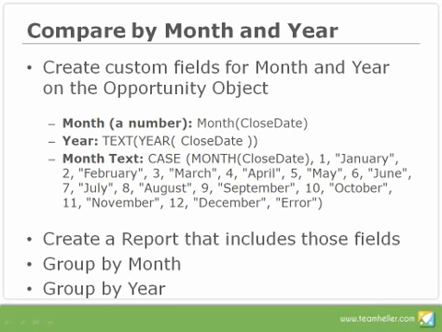In order to do that, I'm going to create custom fields for month and year on the opportunity object. And I'm not going to add them into any page layout so that they don't interfere with what my users are doing. I'm going to do that by using some formulas that are listed here. Then I'm going to create a report that includes these month and year fields, month, year, and month text. I'm going to group by month and group by year. So let me just walk through how this works.